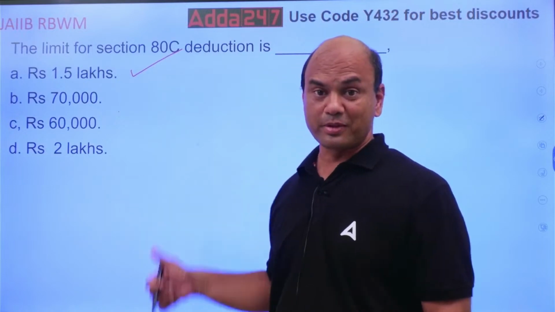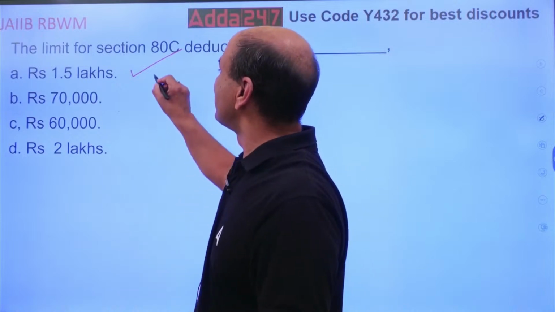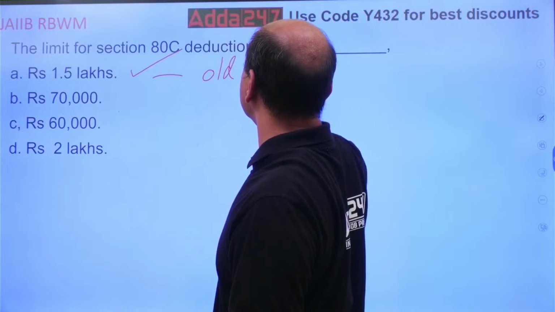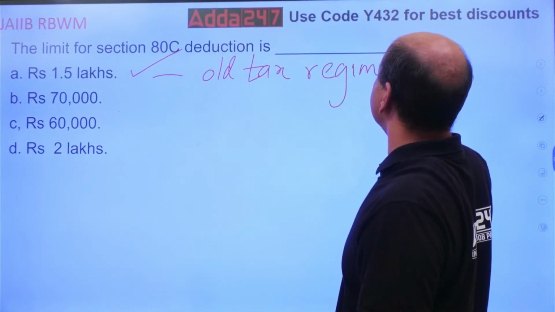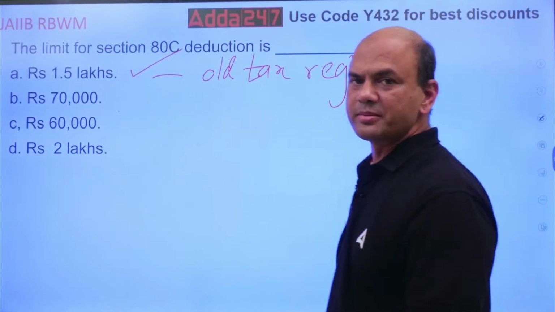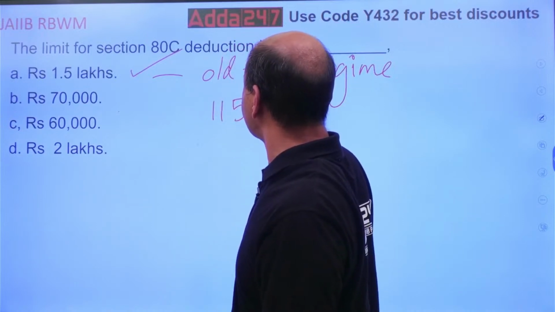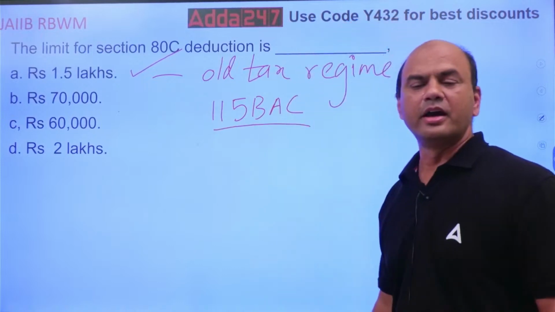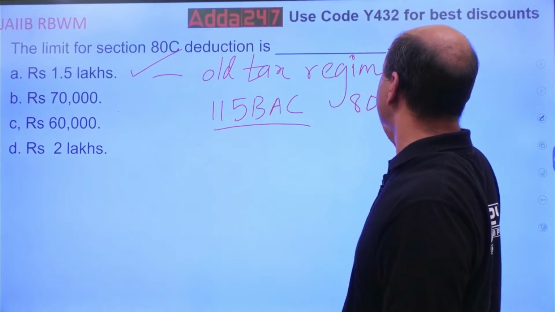But there is a problem in this. This is applicable in the old tax regime. What is the new regime? The new regime is 115BAC. Under this new regime, no 80C. 80C is out.